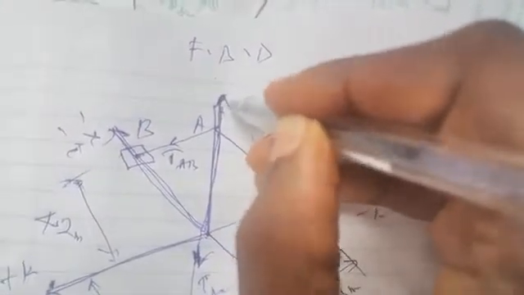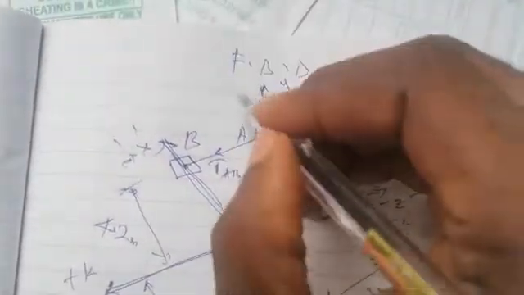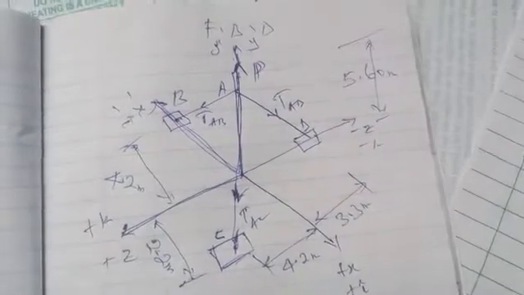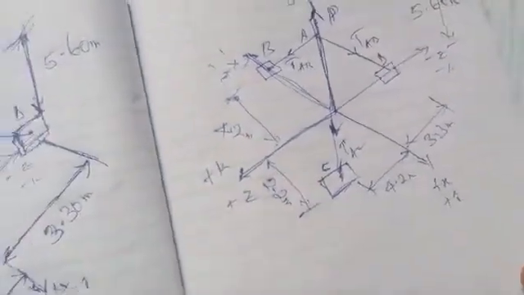Since it's vertical, let's assume we have a force P pointing upwards. So this is force P pointing upwards. These are Y, these are X, and Y is always J. Remember, going upwards is J, downwards is minus J. So this is the free body diagram of the system.